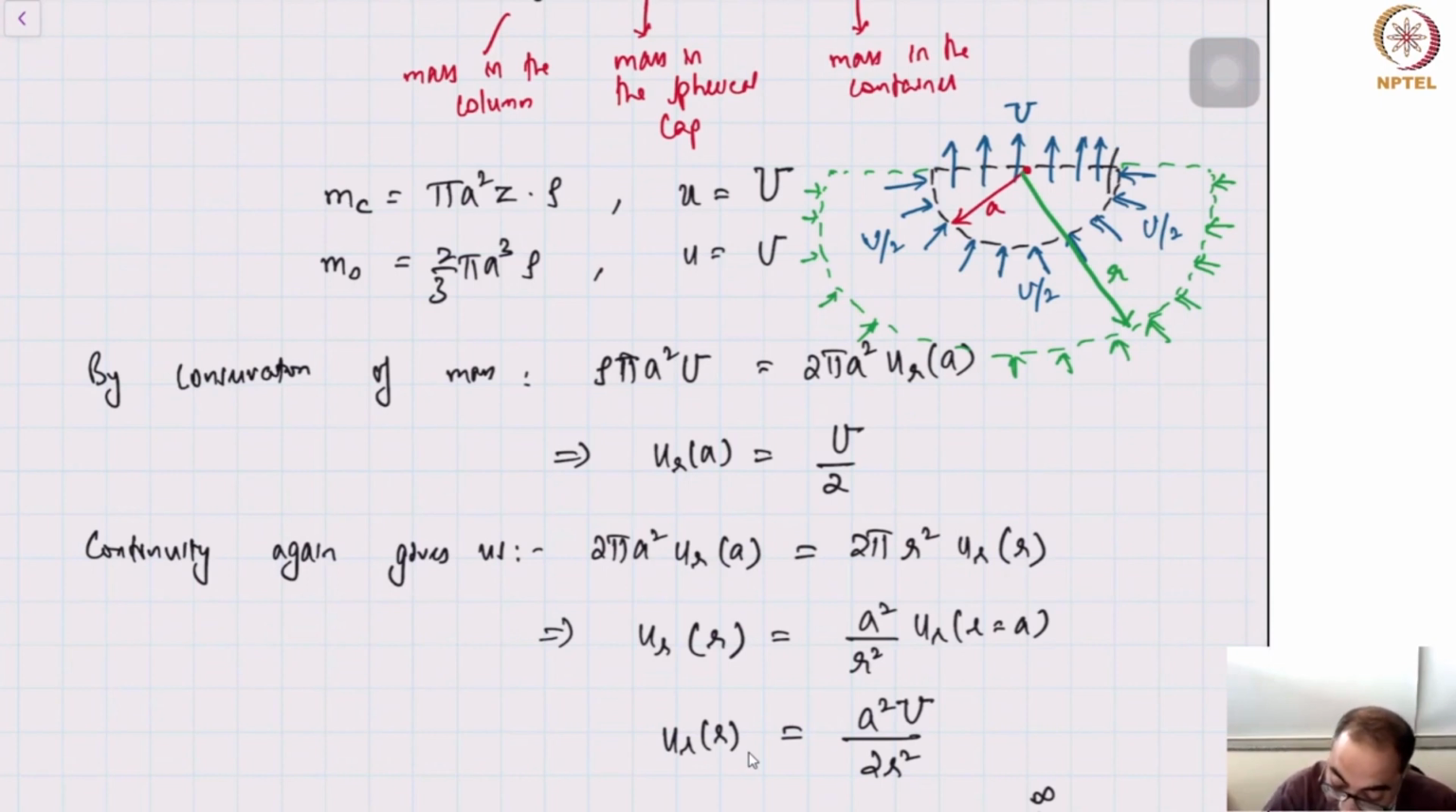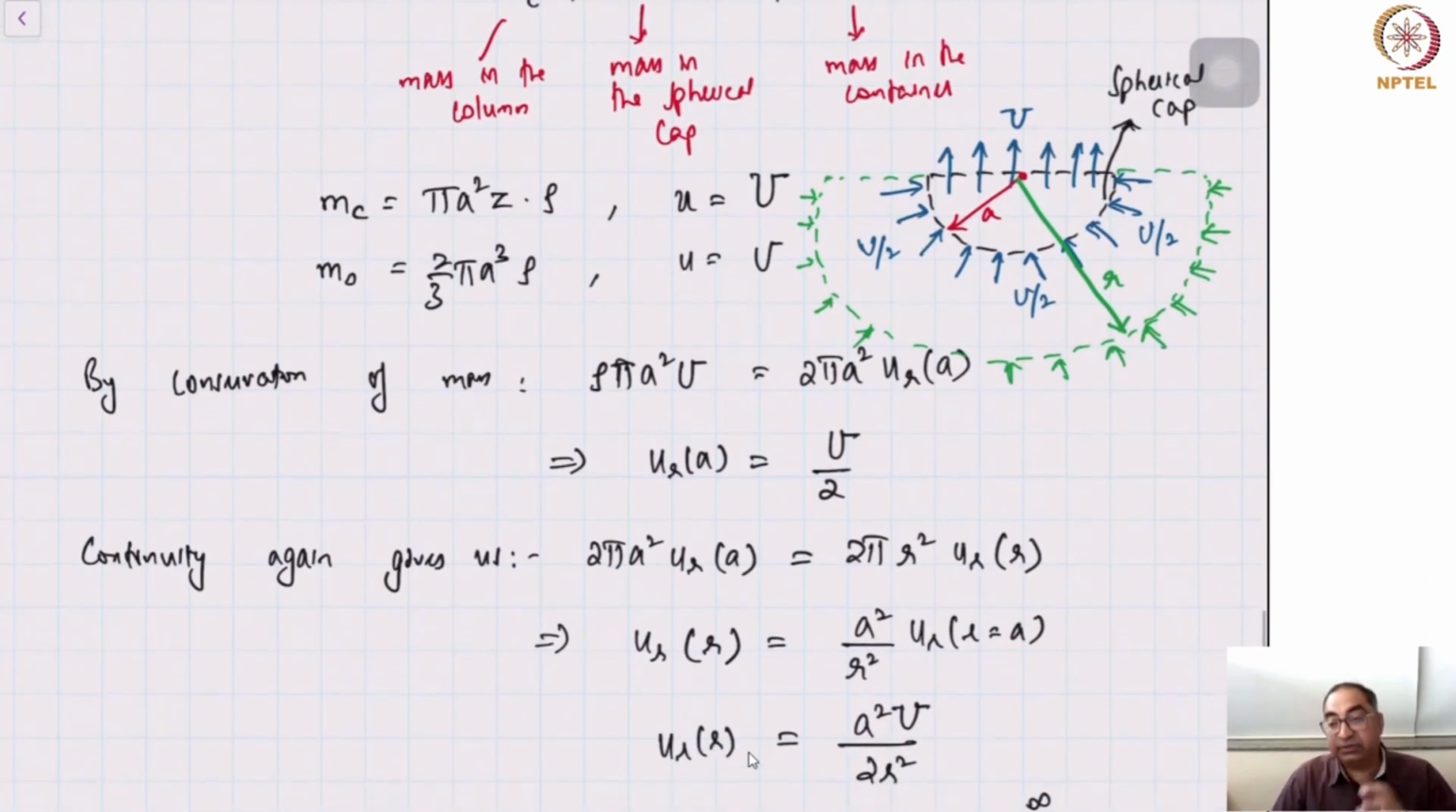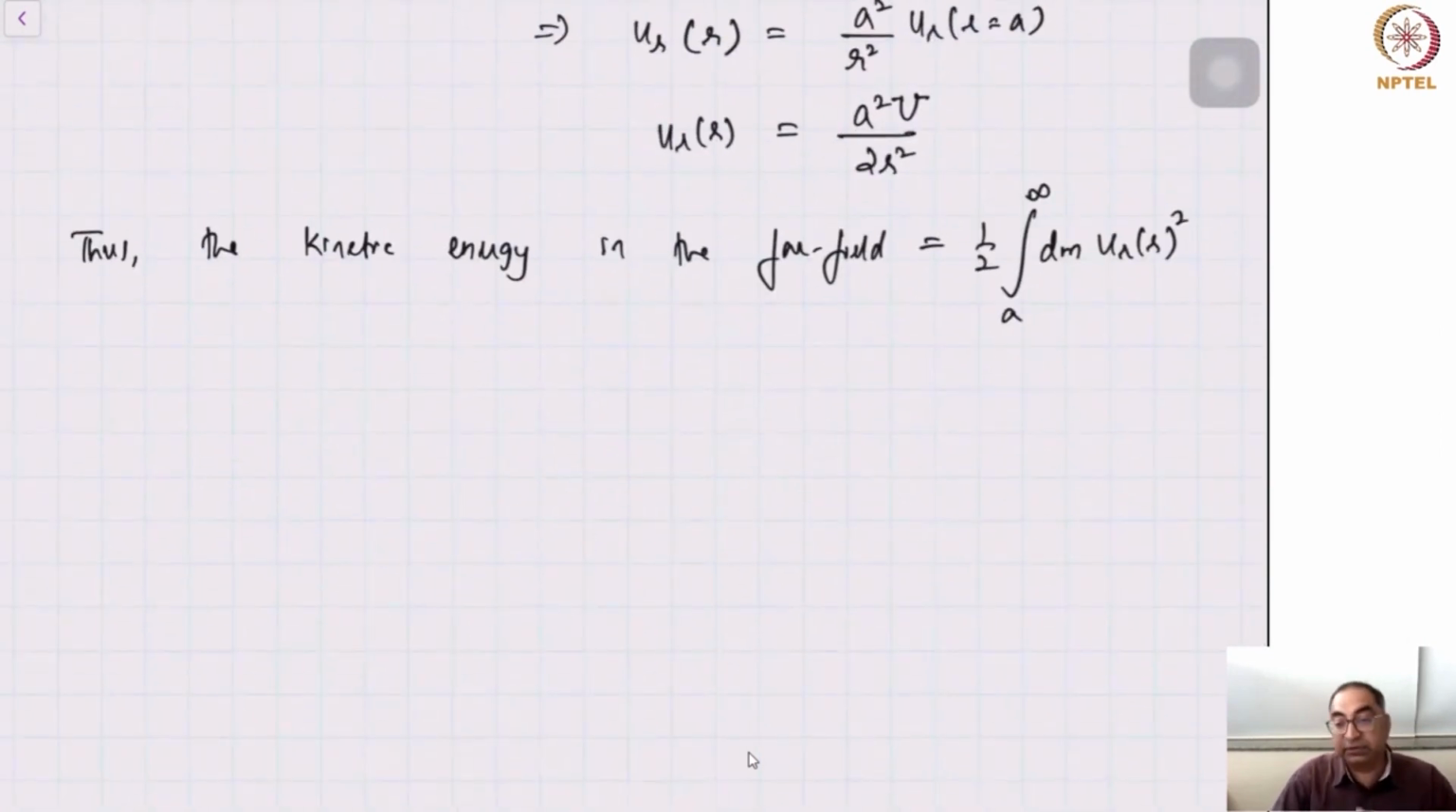I keep saying spherical cap. So this is my spherical cap, and the mass that is contained in the spherical cap is m naught. So from the edge of the spherical cap all the way to infinity, I'm basically calculating the total kinetic energy. And instead of writing it as an integral like this, I'll just say this is some m far field, some effective mass times velocity.